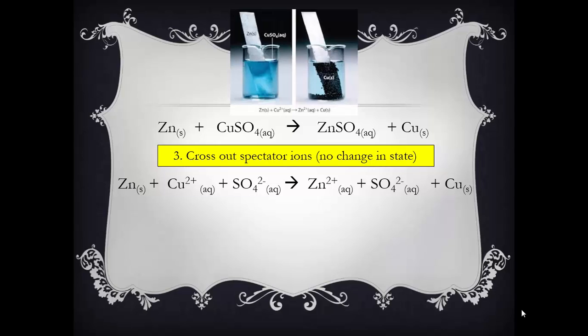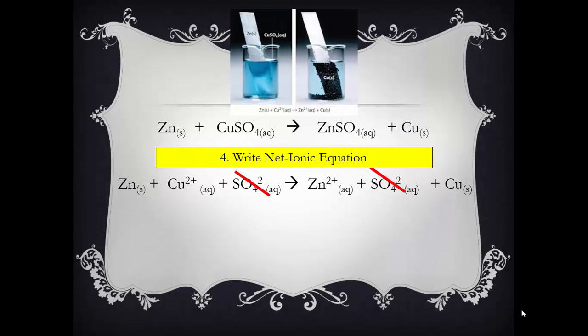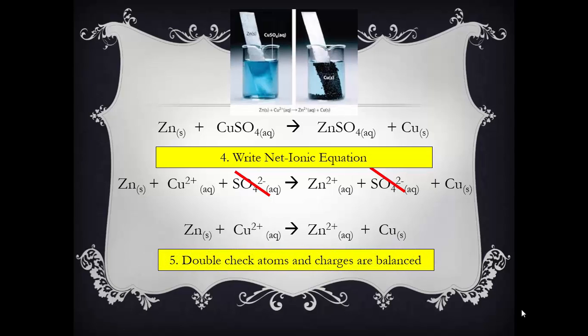Sulfate, SO4 2-, does not change. It goes from aqueous to staying aqueous. So we cross out sulfate. Then you just write the reaction without the spectator, and there is your net ionic equation. Double check atoms and charges. You have +2 on the left side, +2 on the right side, 1 zinc, 1 zinc, 1 copper, 1 copper.